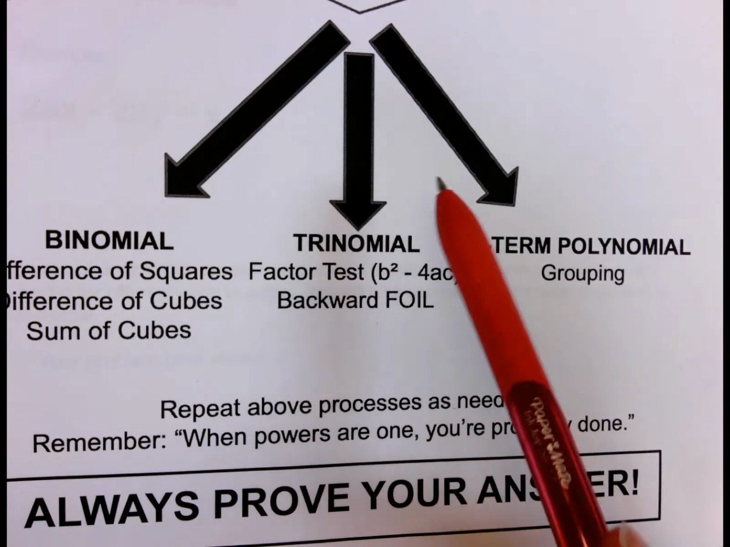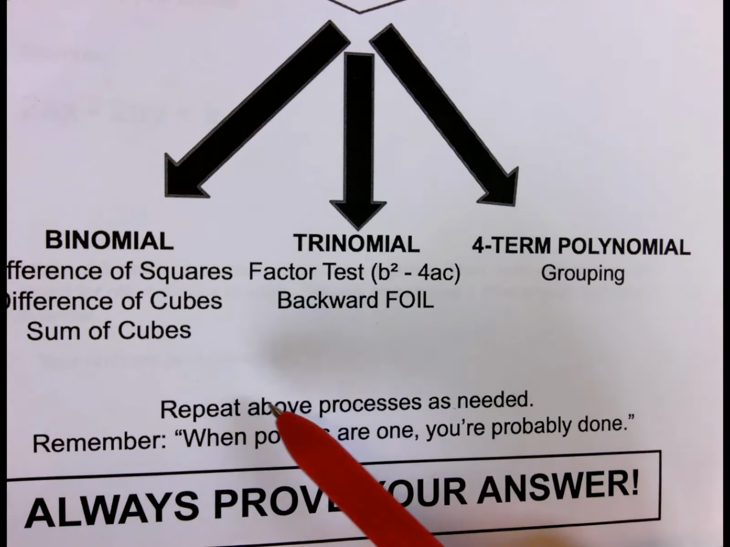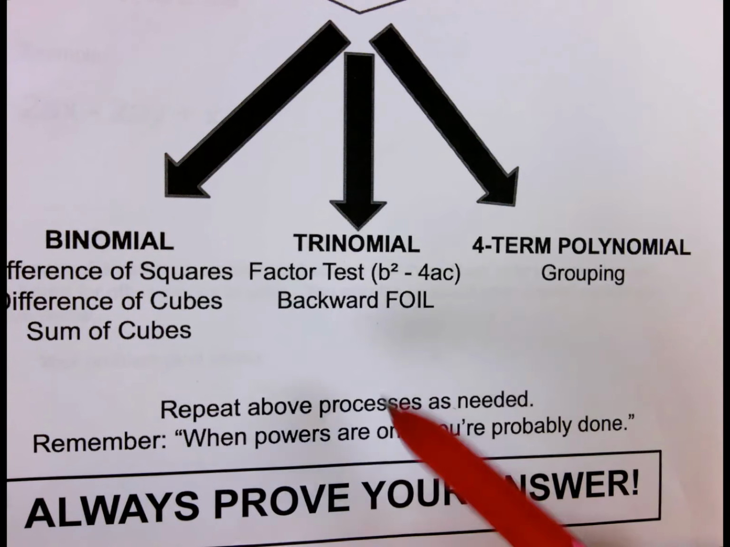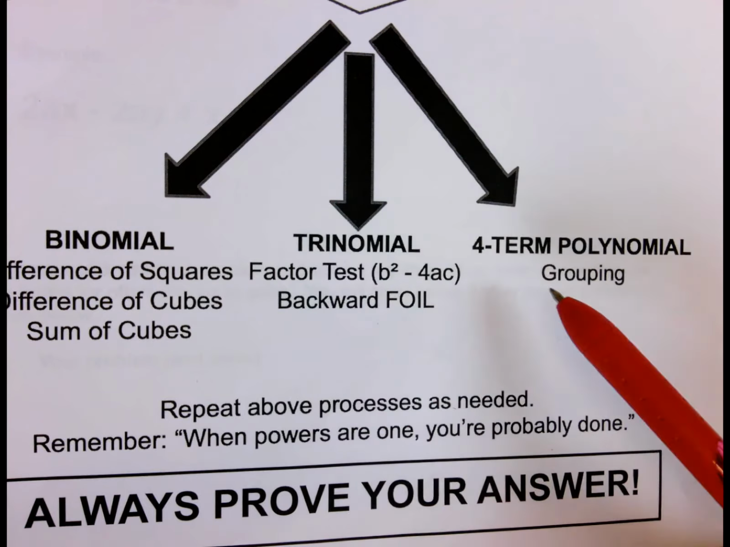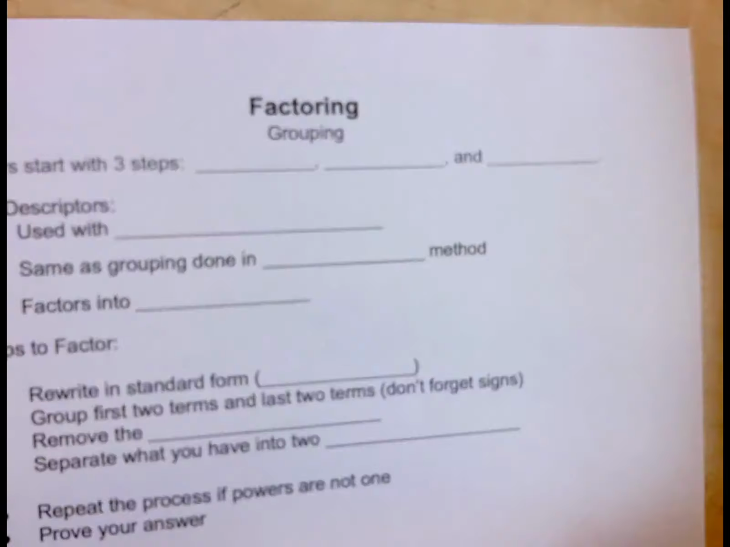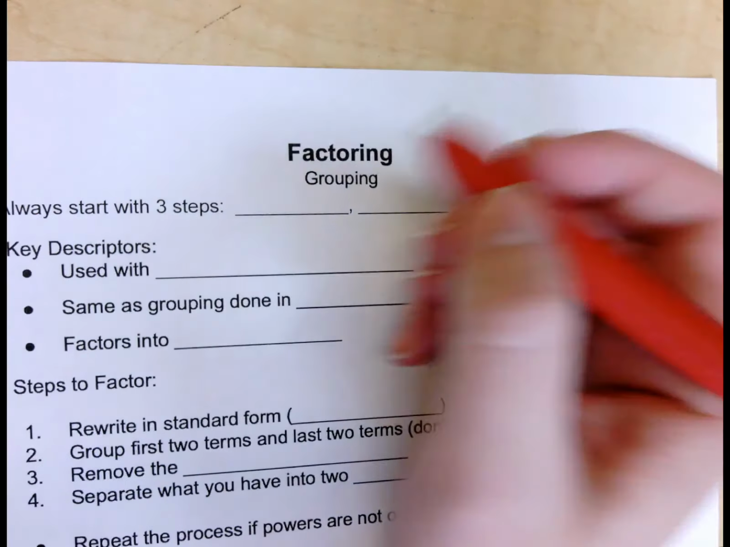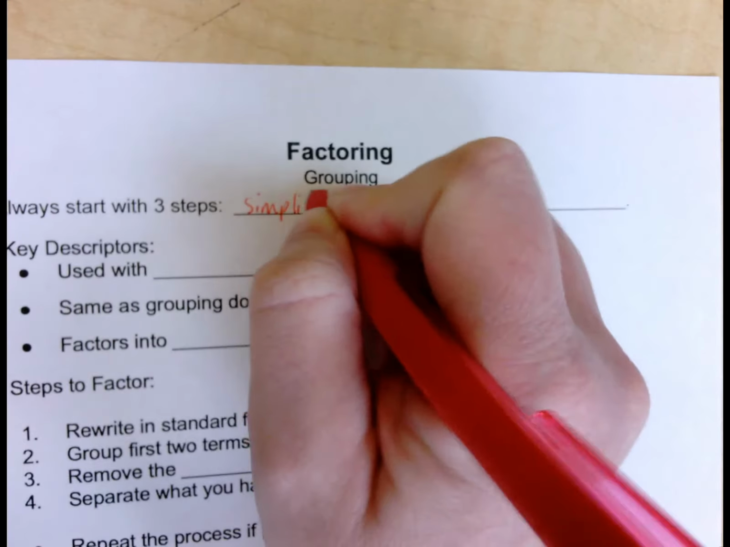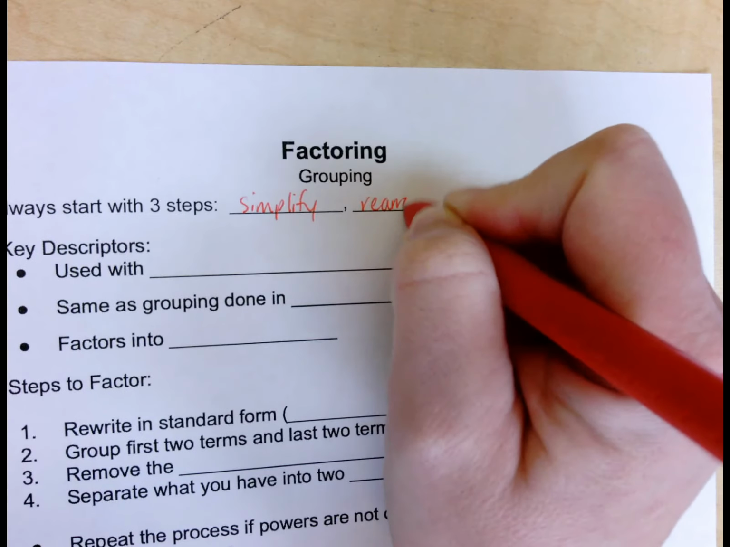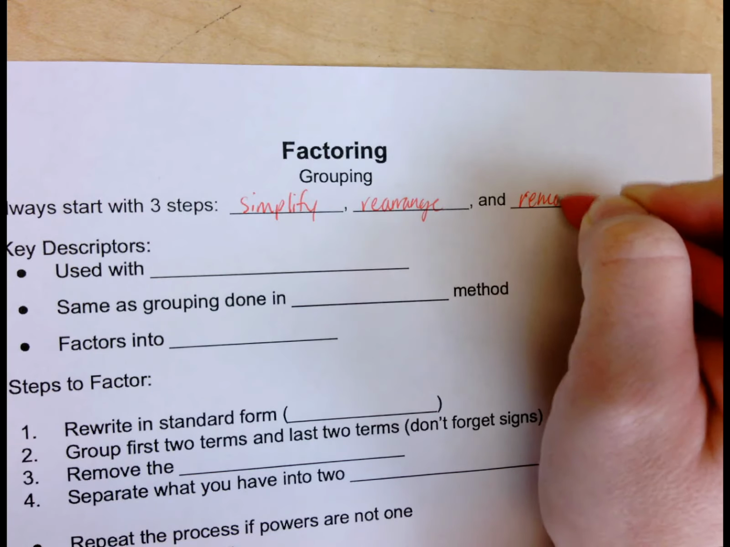Once you've done all of these, your map will be something that you can use for anything that we're going to see in this class to factor. You're going to repeat the processes as needed. If the powers are 1, you're probably done, but if not, check to make sure there's not anything else that you've missed, and then prove your answer. So keep that in mind. Okay, so we're going to start our notes today, and we're going to be doing grouping. So remember, we always start with 3 steps. We always start with simplify, we always start with rearrange, and we always start with remove GCF.